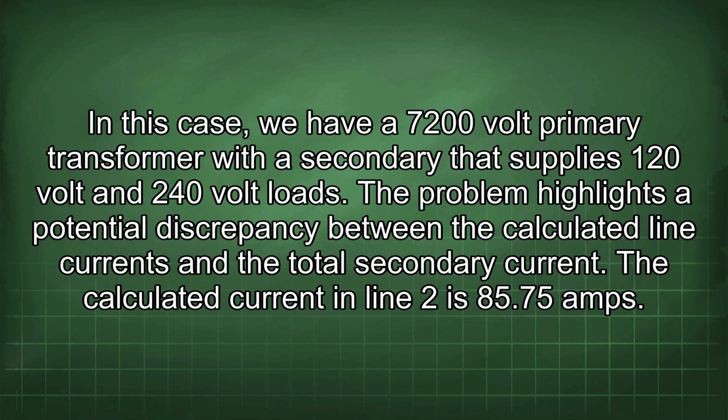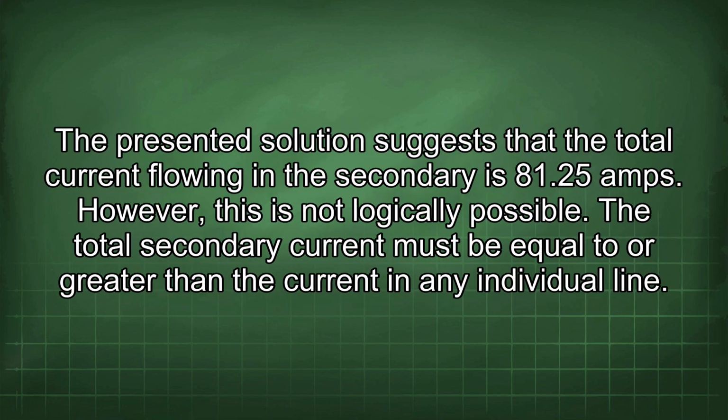loads. The problem highlights a potential discrepancy between the calculated line currents and the total secondary current. The calculated current in line 2 is 85.75 amps. The presented solution suggests that the total current flowing in the secondary is 81.25 amps. However, this is not logically possible. The total secondary current must be equal to or greater than the current in any individual line.